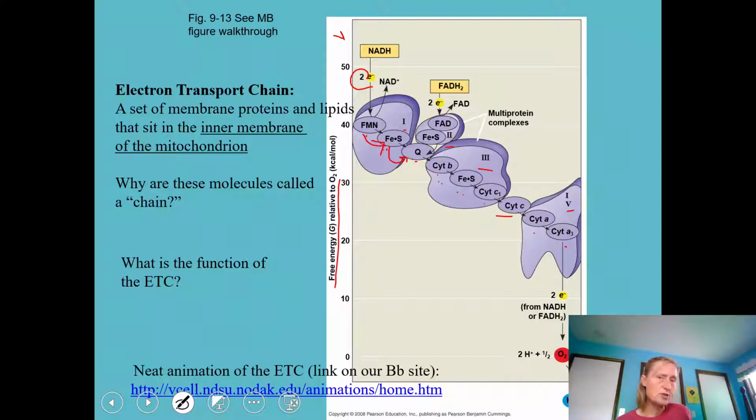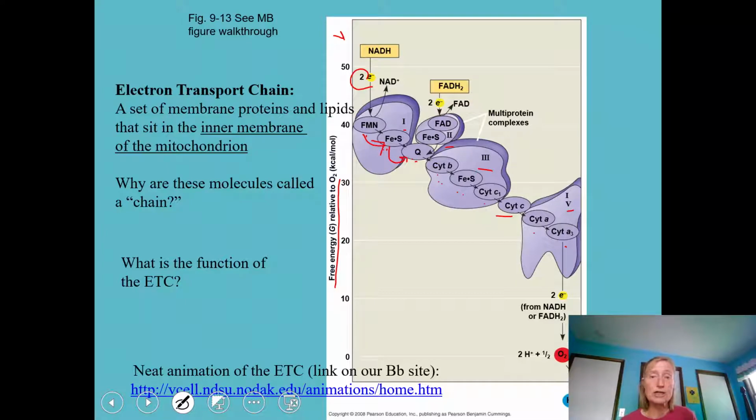Because they're organized in a particular sequence. They're organized in a sequence of increasing electronegativity. Increasing electronegativity. What did that mean again? Electronegativity is the affinity for electrons.